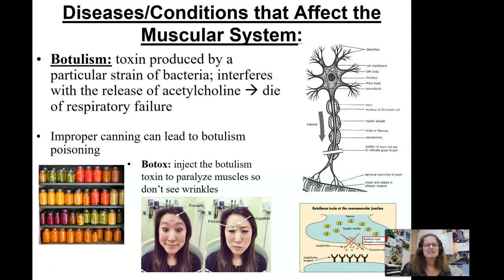There's a certain strain of bacteria that can produce this toxin, and it's going to interfere with the release of acetylcholine.